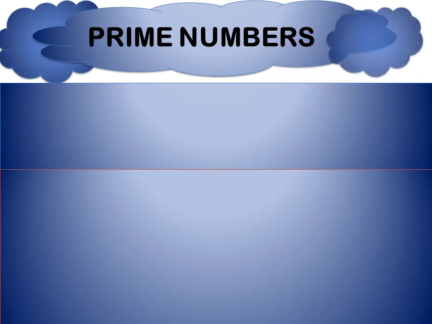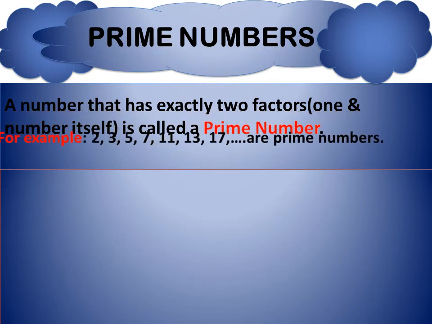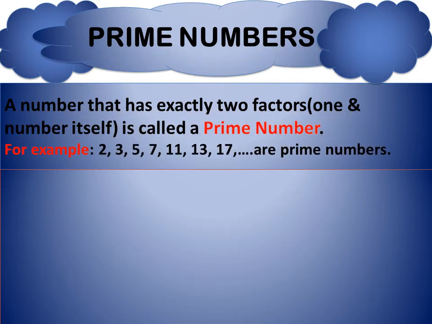Our next topic is prime numbers. A number that has exactly two factors, 1 and the number itself, is called a prime number. For example, 2, 3, 5, 7, 11, 13, 17, etc. are prime numbers. In prime numbers, you have to remember some points.